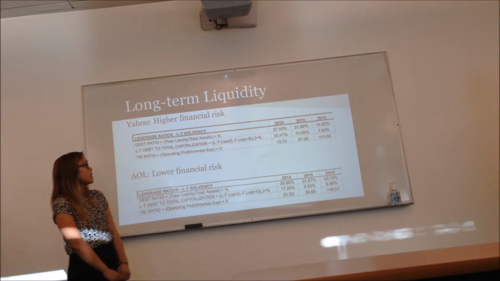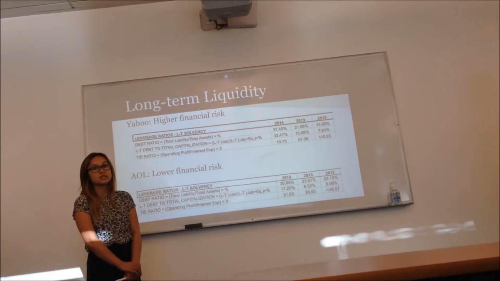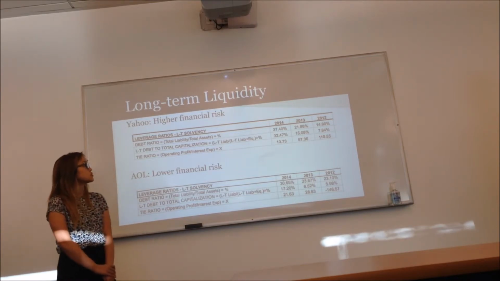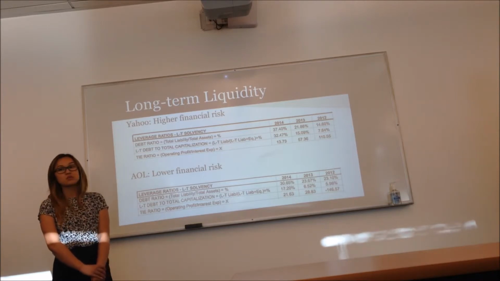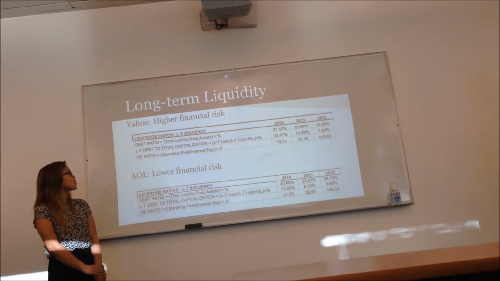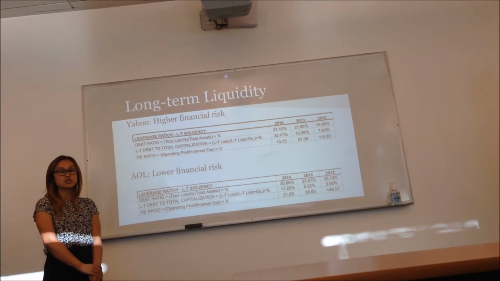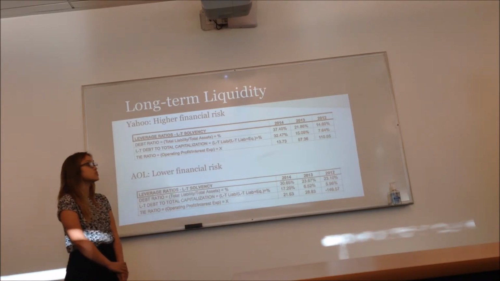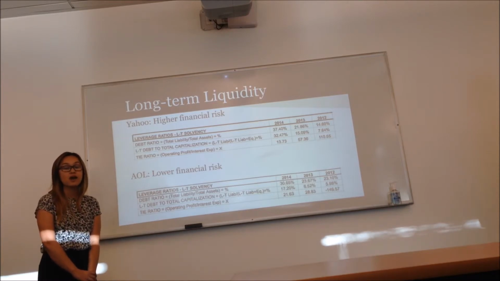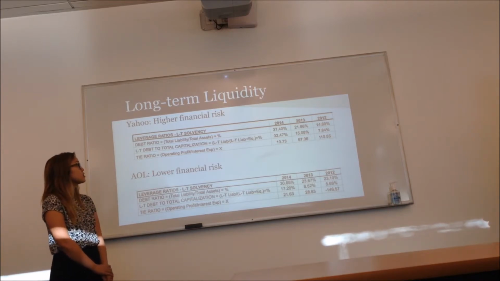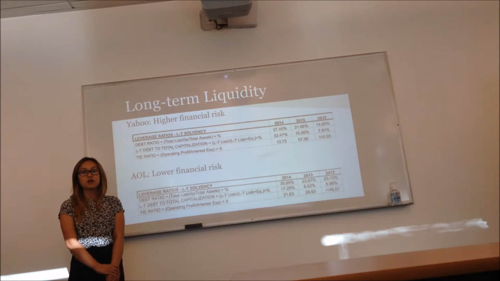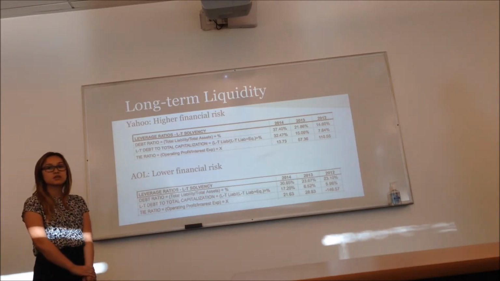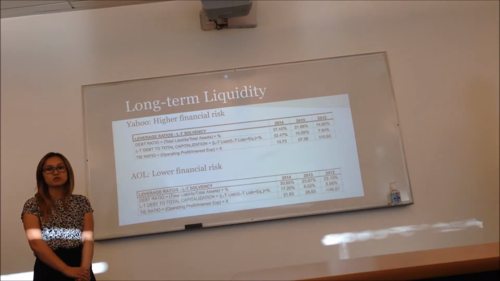And here are the long-term liquidity ratios that we computed for Yahoo and AOL. As you can see, in 2014, the debt ratio for Yahoo had increased to 37%, and the long-term debt to capitalization had increased to 32%. And these ratios are significantly high due to the increase in deferred tax liability from the investment on Alibaba Group.